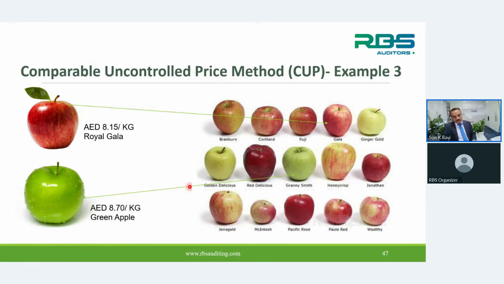Similarly, for green apple, you have to compare with green, but again there is Ginger Gold, and then Golden Delicious. You cannot compare Golden Delicious with another green apple, because the pricing will be different for each one. So the CUP method requires a high degree of reliability. If you can do the comparable very well, then you can take the CUP method. It is very difficult to find that type of comparable.